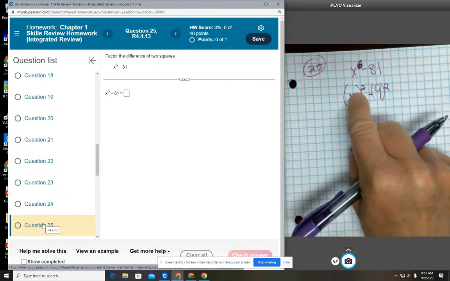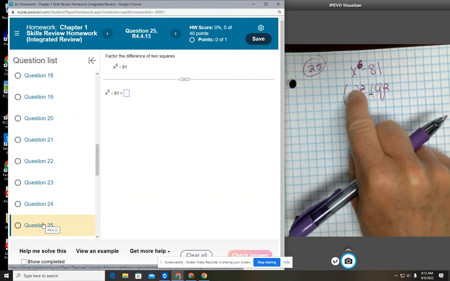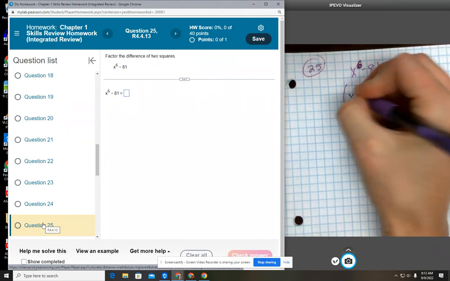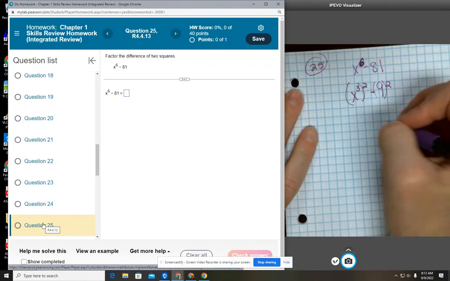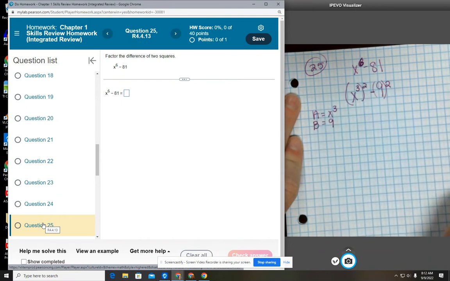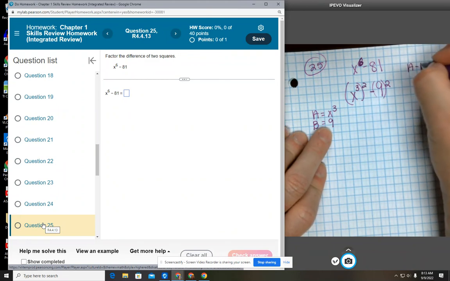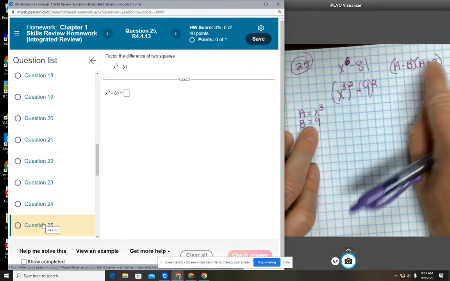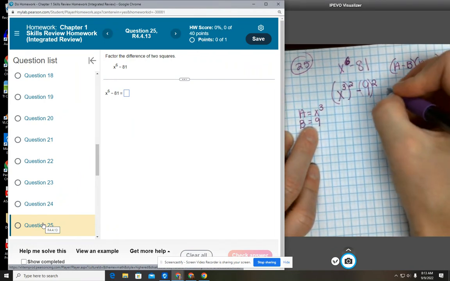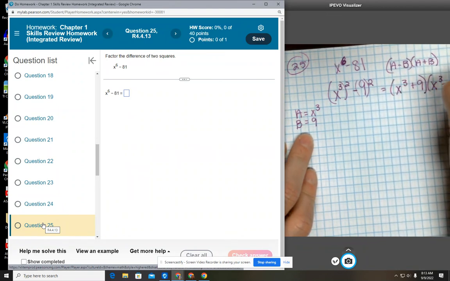And whenever you have exponents, like a power to a power, you multiply them. So I would say what times 2 is going to give me 6, and that's 3. So that means that my a is x cubed and my b is 9. So I can write this as, remember, a minus b times a plus b. You have the same thing, just one's positive and one's negative. So this will be x cubed plus 9, and this will be x cubed minus 9.